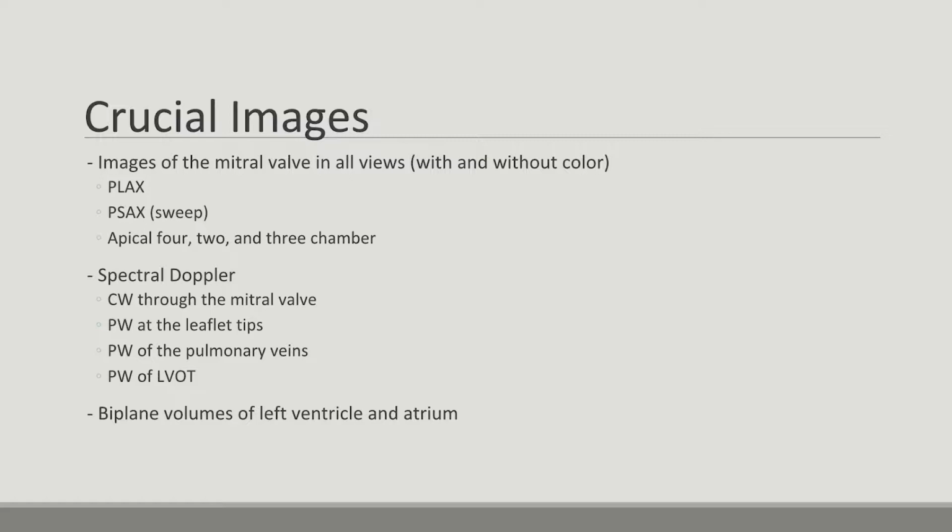Next, we can use our pulse wave Doppler at the leaflet tips to get a mitral inflow. I like to keep my sample volume at 2 centimeters. We look for increased E wave velocity with significant MR. The pulse wave of the pulmonary veins can have a sample volume of 3 to 4 centimeters. This will help show if there's blunting or reversal of systolic flow. Pulse wave of the LVOT can help calculate the stroke volume of a patient, needed to see how much flow is going out of the heart versus back into the left atrium.